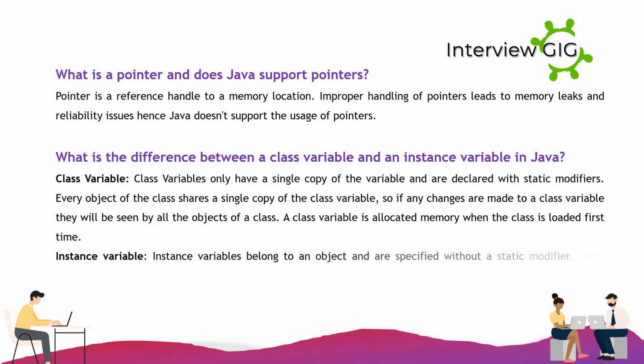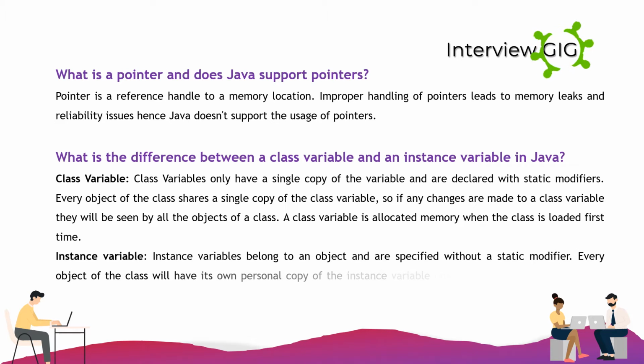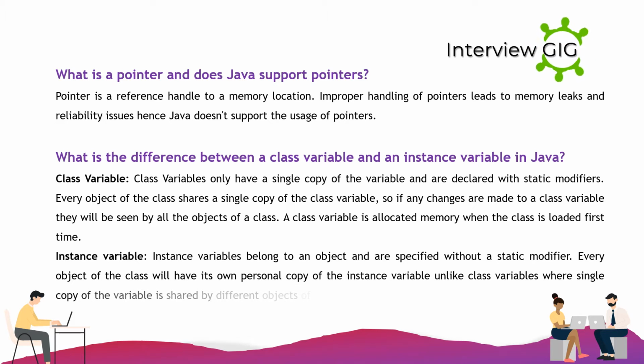Instance variable. Instance variables belong to an object and are specified without a static modifier. Every object of the class will have its own personal copy of the instance variable, unlike class variables where a single copy of the variable is shared by different objects of the class.